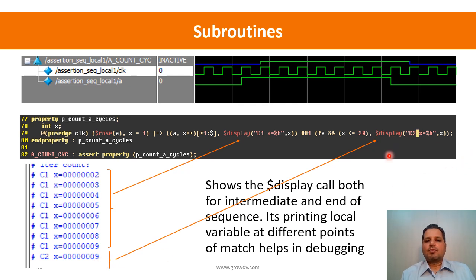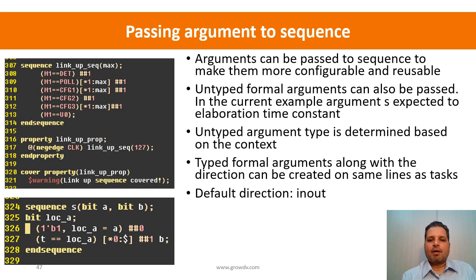So this way you can attach subroutines. Here we are showing the system task for debug purposes, but you can put other void function calls or task calls over here, wherein you can do additional checks, or you can also pass these local variables as arguments and do some operation on those. We have already seen a few examples of how we can pass arguments to the sequence.